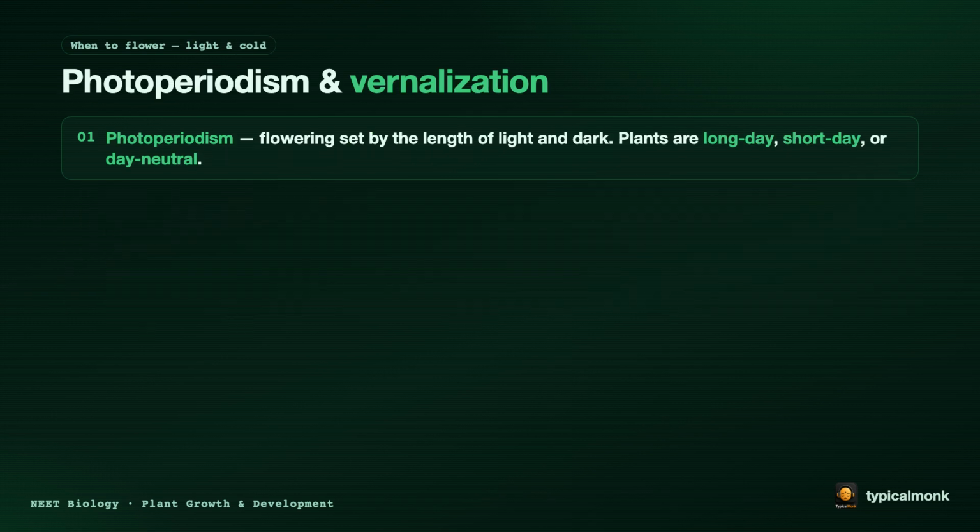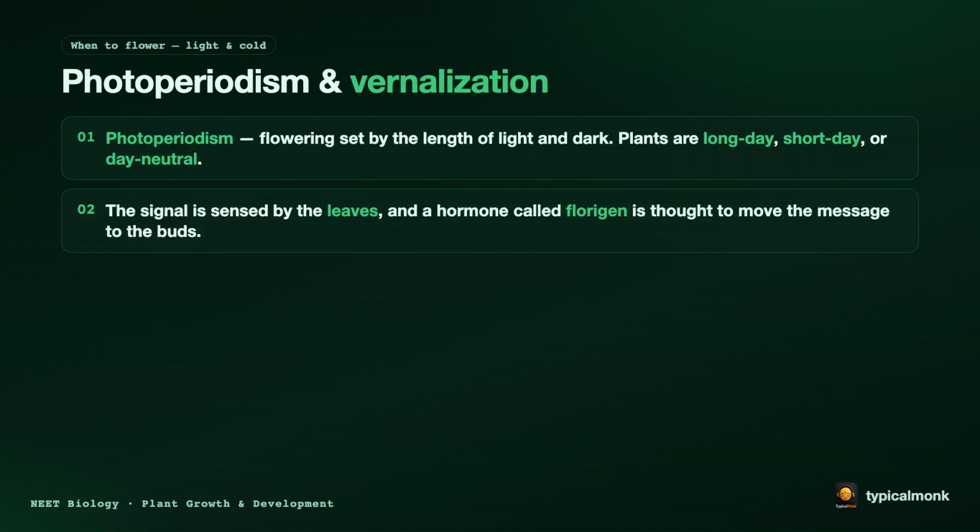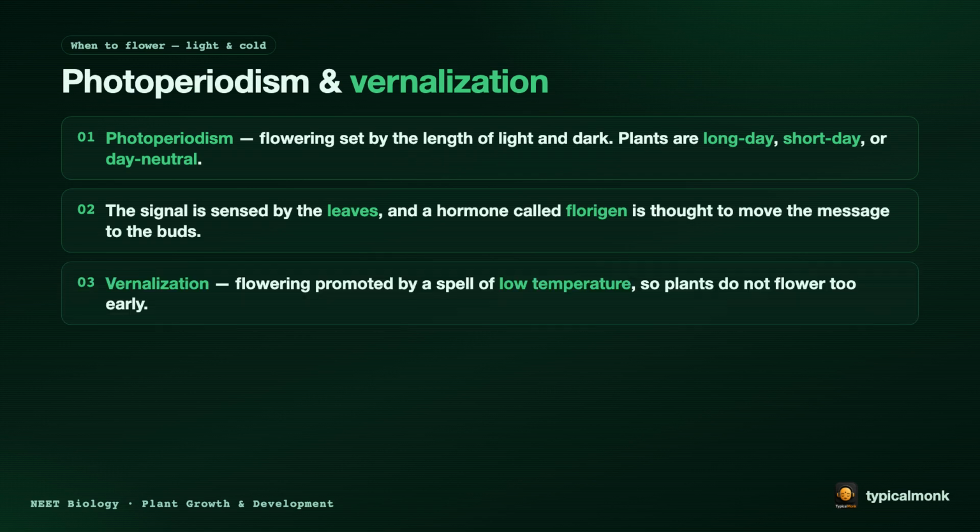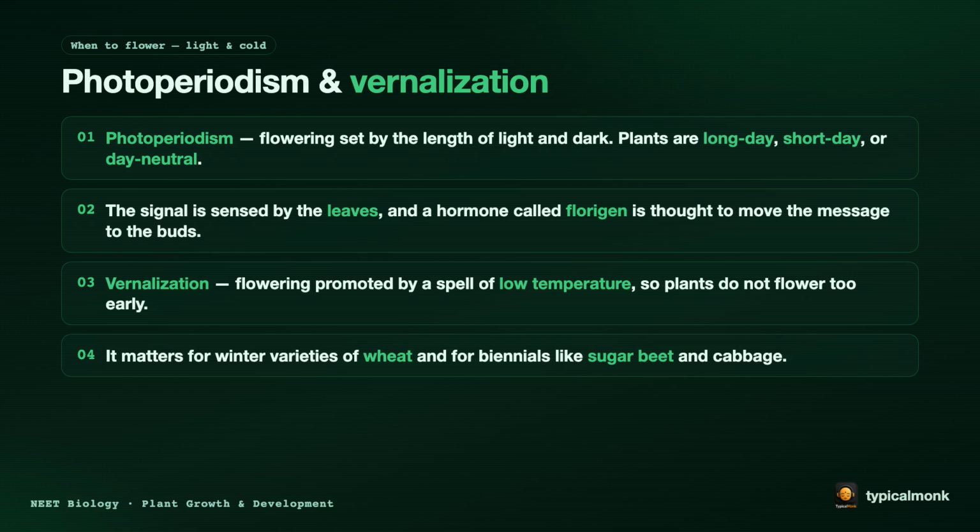Now the question, when should a plant flower? It has 2 signals, light and cold. Photoperiodism, flowering set by the length of light and dark. Plants are of 3 kinds: long day, short day, and day neutral. This signal is sensed by the leaves, and it is thought that a hormone called florigen carries the message to the buds. Vernalization, flowering is promoted by a spell of low temperature so that plants do not flower too early. It matters for winter varieties of wheat and for biennials like sugar beet and cabbage.